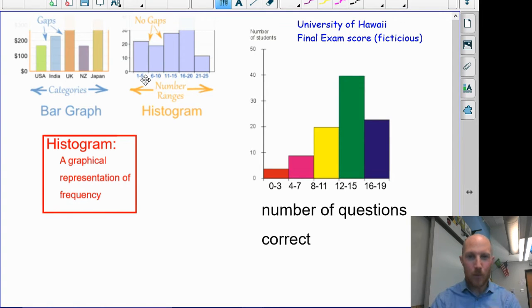Okay, less important difference between a histogram and a bar graph. Bar graphs have gaps between the bars because the categories are in no way related. Histograms do not contain gaps between those number ranges because numbers are sequential.